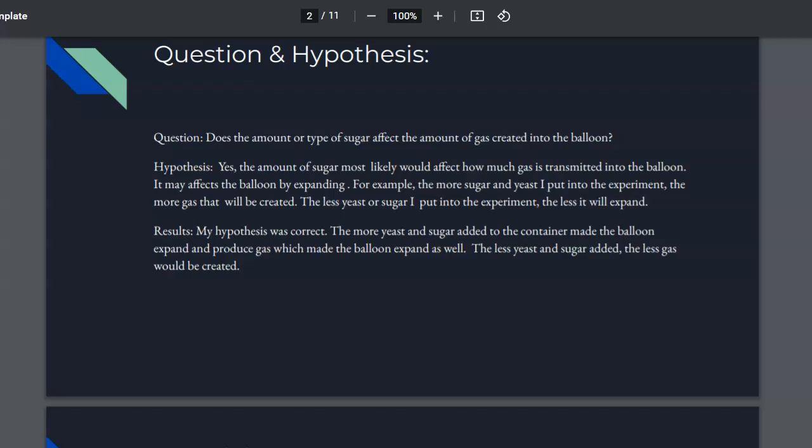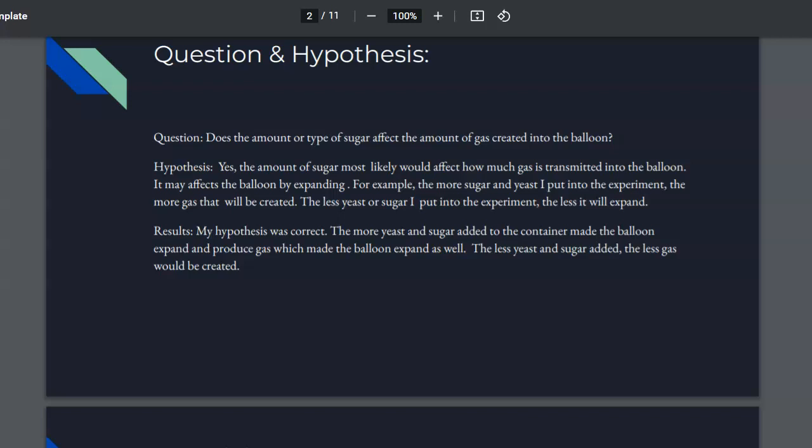Question and hypothesis. Question: does the amount or type of sugar affect the amount of gas created into the balloon? Hypothesis: yes, the amount of sugar most likely would affect how much gas is transmitted into the balloon. It may affect the balloon by expanding. For example, the more sugar and yeast I put into the experiment, the more gas will be created. The less yeast or sugar I put into the experiment, the less it will expand.